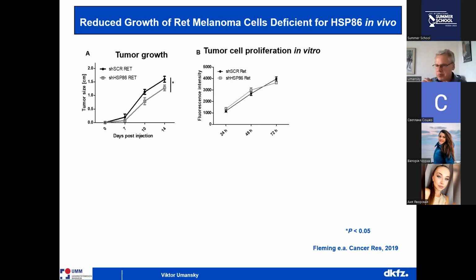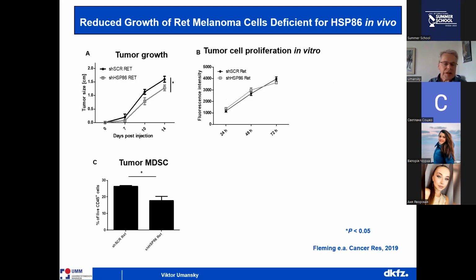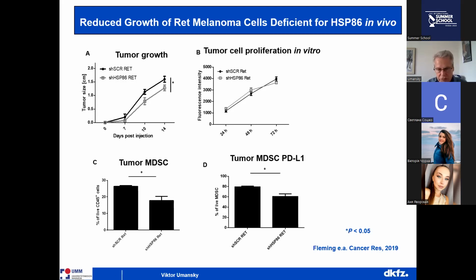We wanted to know if it's a problem of tumor cells, and we used this tumor cell proliferation assay in vitro. The answer was no. The cells are proliferating very well, so it means that probably something is going on with the host cells. And really, we found that tumors from these melanoma red cells, which had no expression of HSP86, have less accumulation of myeloid-derived suppressor cells. And moreover, these accumulated myeloid-derived suppressor cells also express less PD-L1.